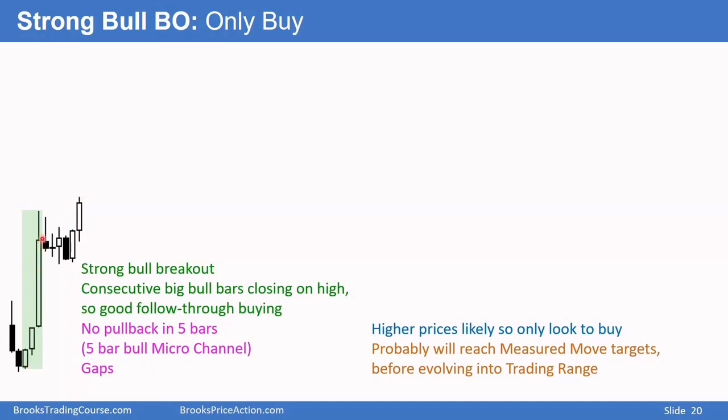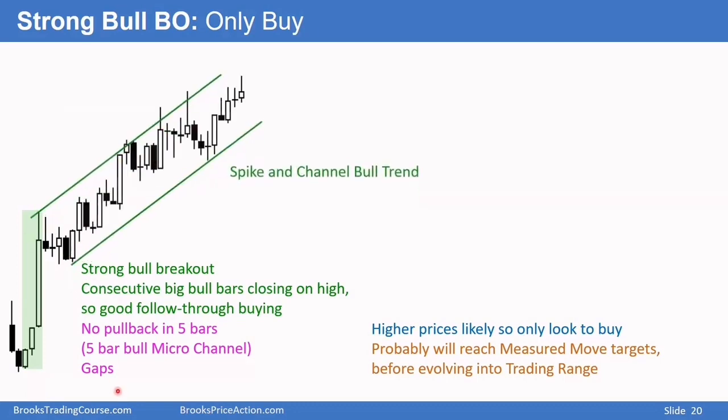Probably with a strong bull breakout like this, we'll get some kind of measured move up, maybe based upon the breakout. Maybe the open of the first bar, close of the final bar, measured move up here. Strong bull breakout, pullback, probably a channel, and then a trading range. Spike and channel bull trend. Bull breakout, so a spike up, a pullback, and then the channel. A lot of little reversals along the way, so it's a channel. And usually a spike and channel bull trend has a bear breakout, and then it evolves into a trading range.